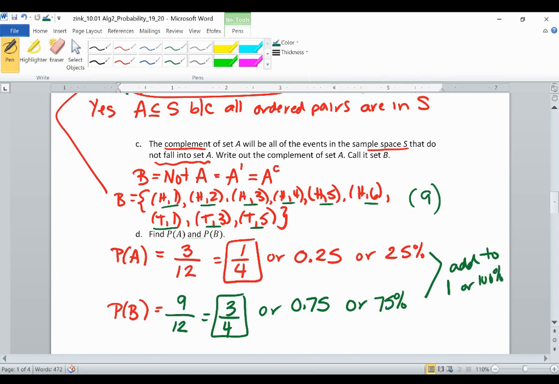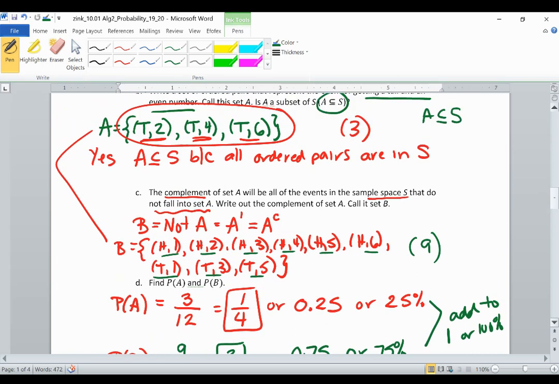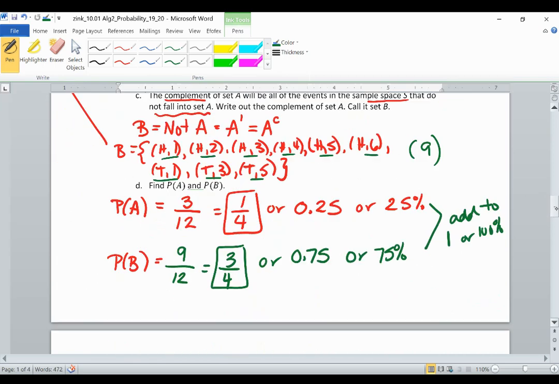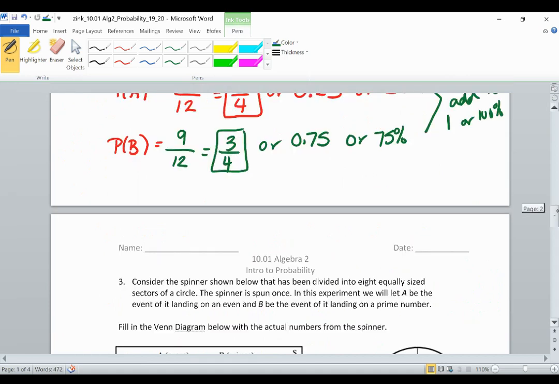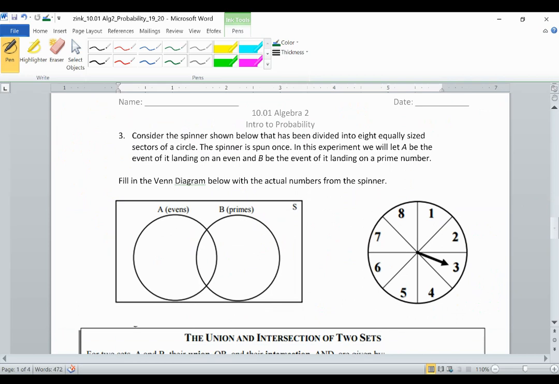So what that means is the probability of getting A or B is 100%, because A includes everything that's not in B, and B includes everything that's not in A. Together, they make up all of set S. So that's why if you added them together, you would get 100% of set S. Okay, so that's some probability using sets.